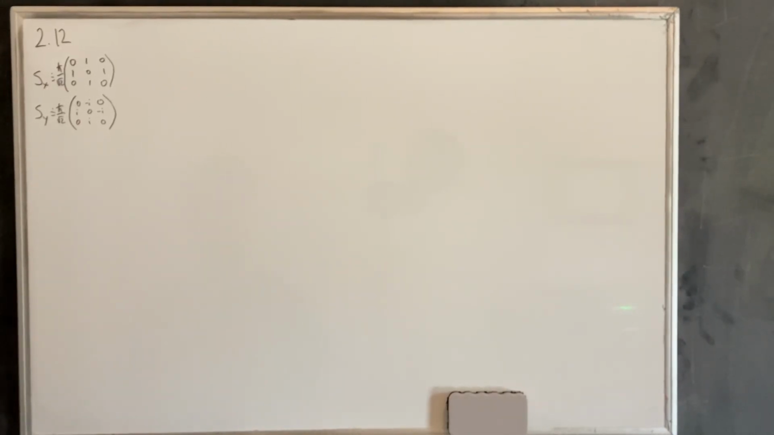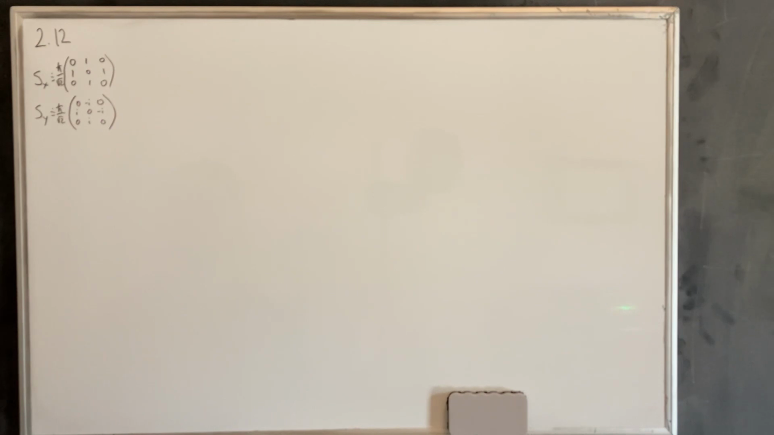Okay, 2.12, we're asked to find the eigenvalues and eigenvectors for the spin operators Sx and Sy for a spin 1 particle. So these are 3x3 matrices. These are given. I made another video of how we get to these matrices, so watch that if you're curious.